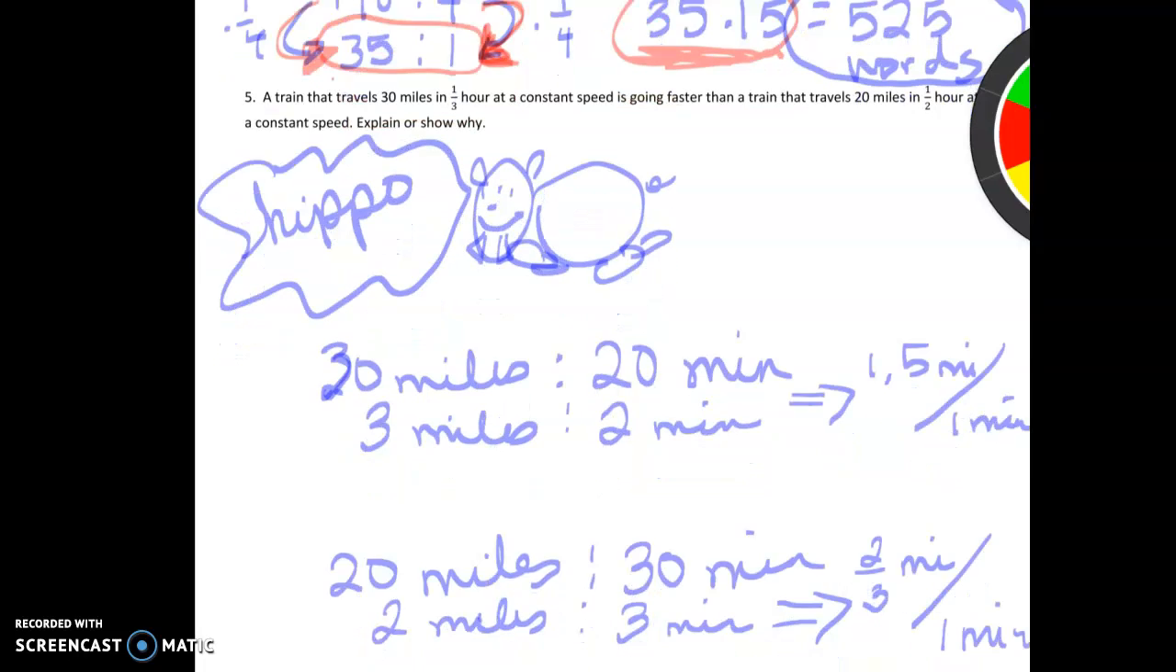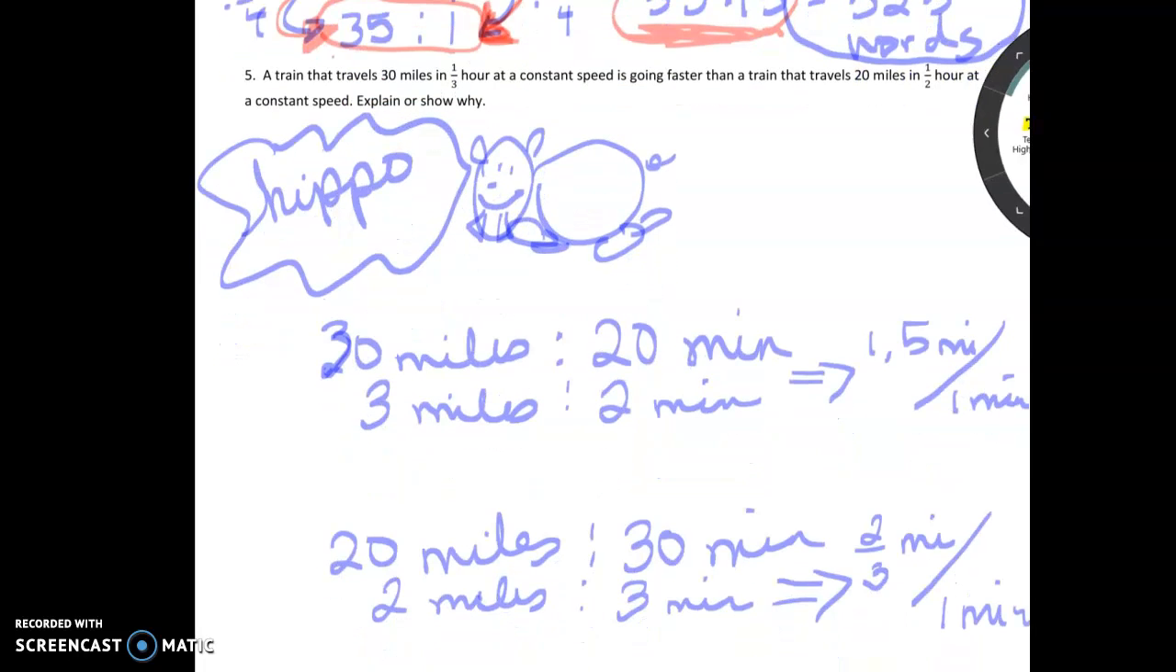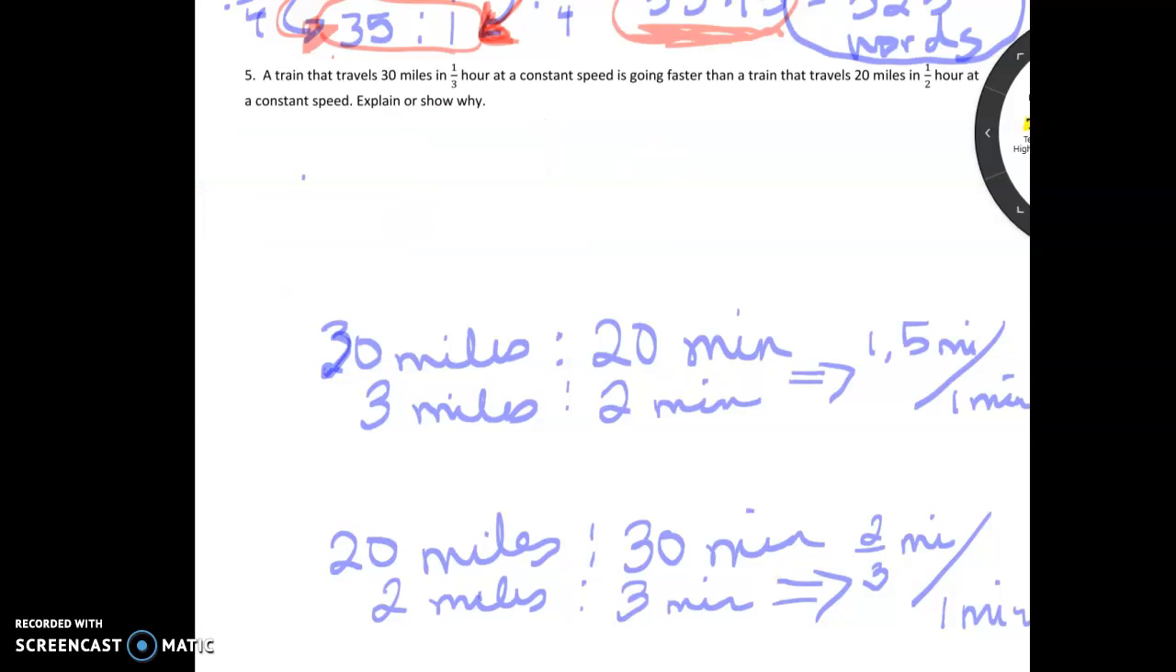All right, write down hippo on your paper, and then you can draw a little hippo. This will be the secret word for this lesson, and I want to see it on your paper.